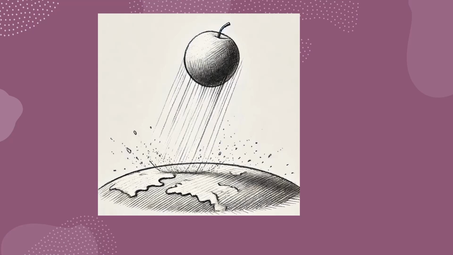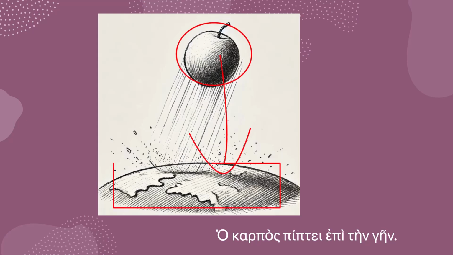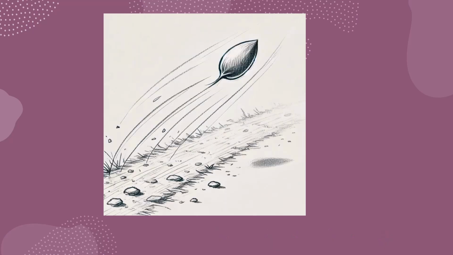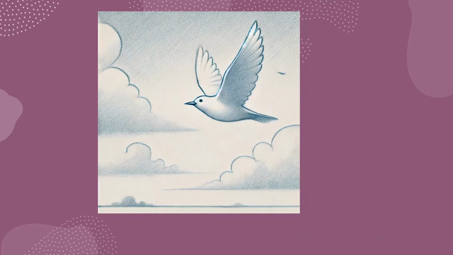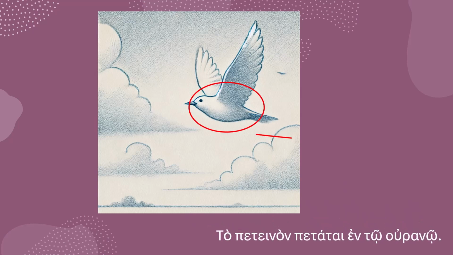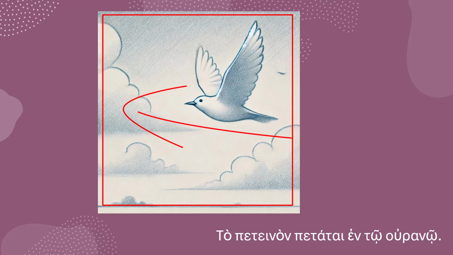Now we have another image. O karpos pipti epi tin odon. O sporos pipti epi tin odon. And here's a new image, and there's some vocabulary that we would know from this image. To petinon petati en to urano.